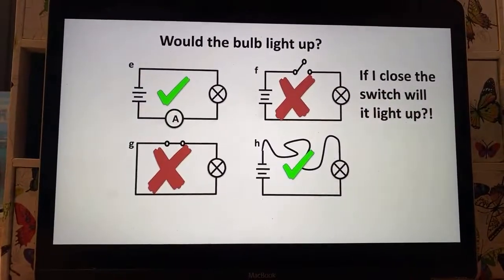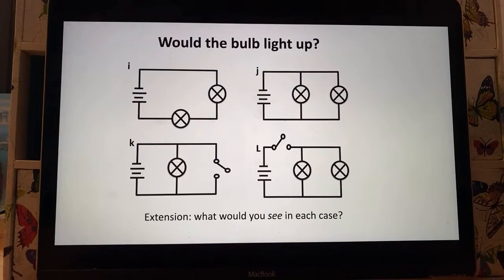Okay, last one. Would the bulb light up? This is for the people who've been getting a bit restless, like, oh, this is too easy. Go on then. I, J, K, and L. And you can tell me what you might see in each case if you like.